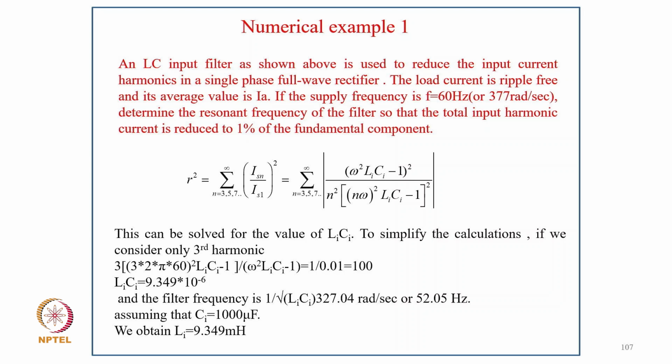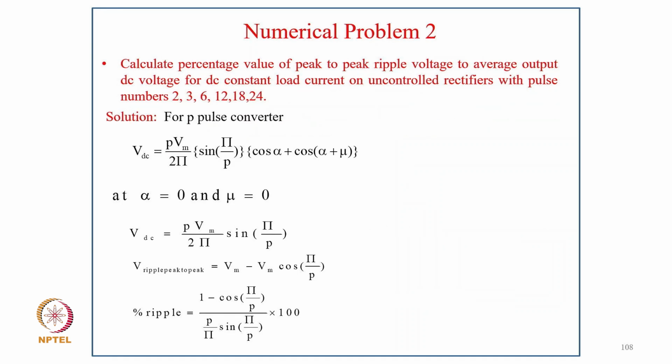To simplify the calculation, we consider the third harmonic. So 3 in bracket, (3 into 2 pi into 60) squared LICI minus 1, divided by omega squared LICI minus 1, equals 1 upon 0.1, that is 100. LICI equals 9.349 into 10 power minus 6, and the line filter frequency is 1 upon root LICI, equal to 327.0 radian per second or 52.50 Hz. So assuming CI equal to 1000 microfarad, LI becomes 9.349 millihenry.